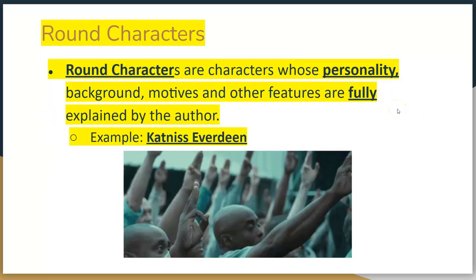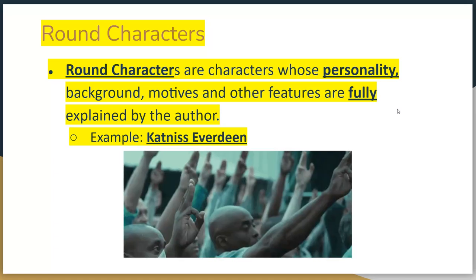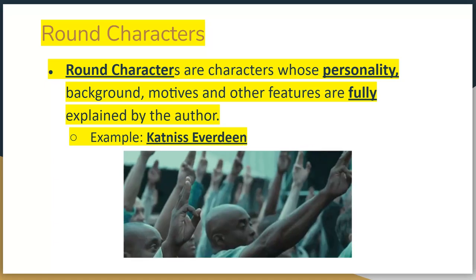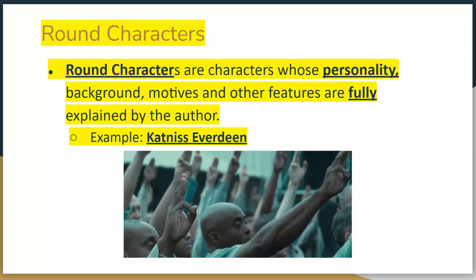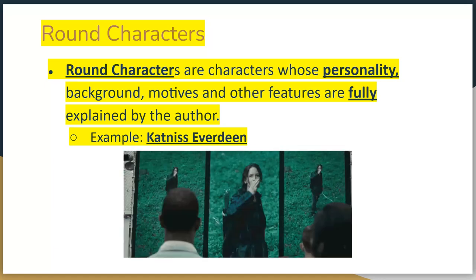Now we're going to talk about round characters and flat characters. Round characters are the characters in the story whose personality, background, motives, and other features are fully explained by the author. In other words, a round character is a character who we know what their motivations are, and we see multiple parts of their personality. We see the good, we see the bad, and we see the ugly. They're round. We have a really good understanding of that character's motivations and what drives them throughout the story.